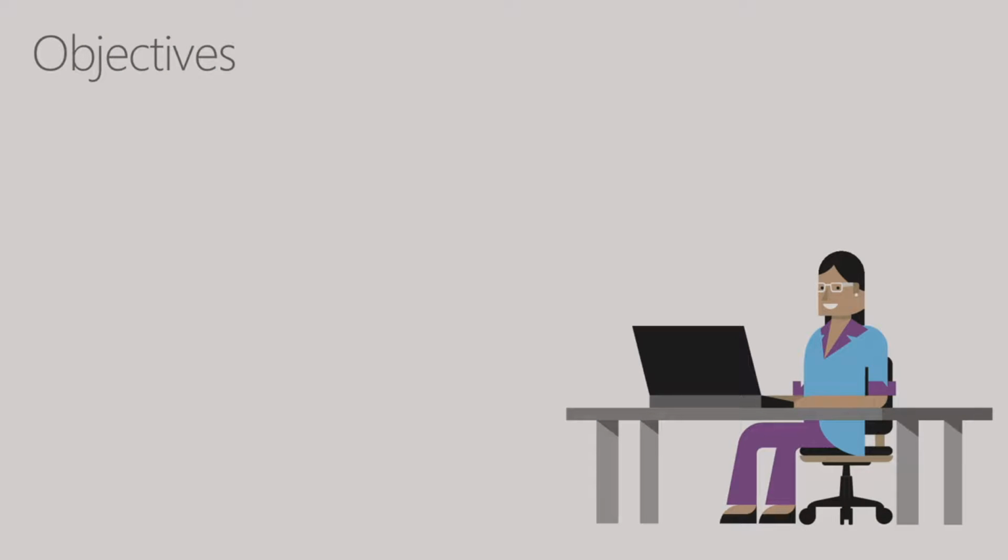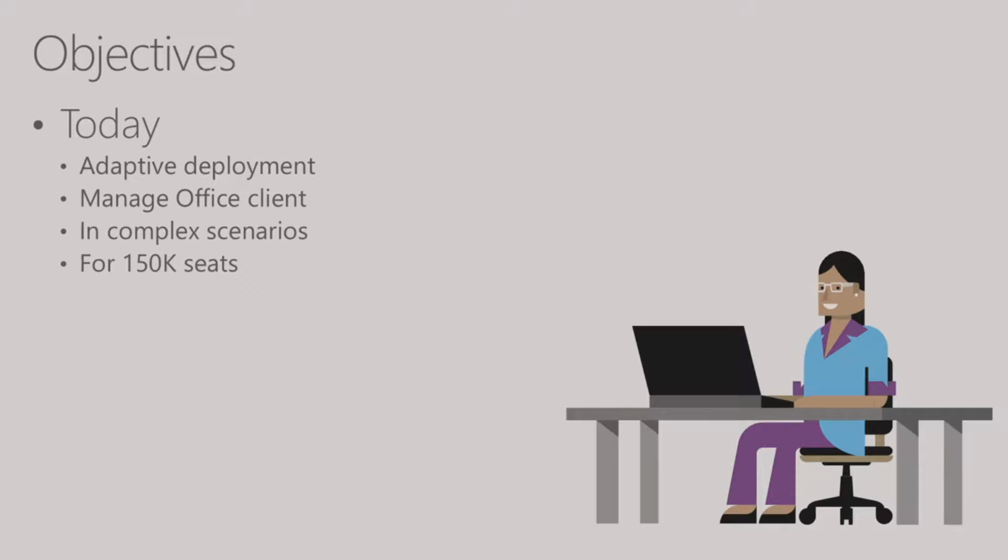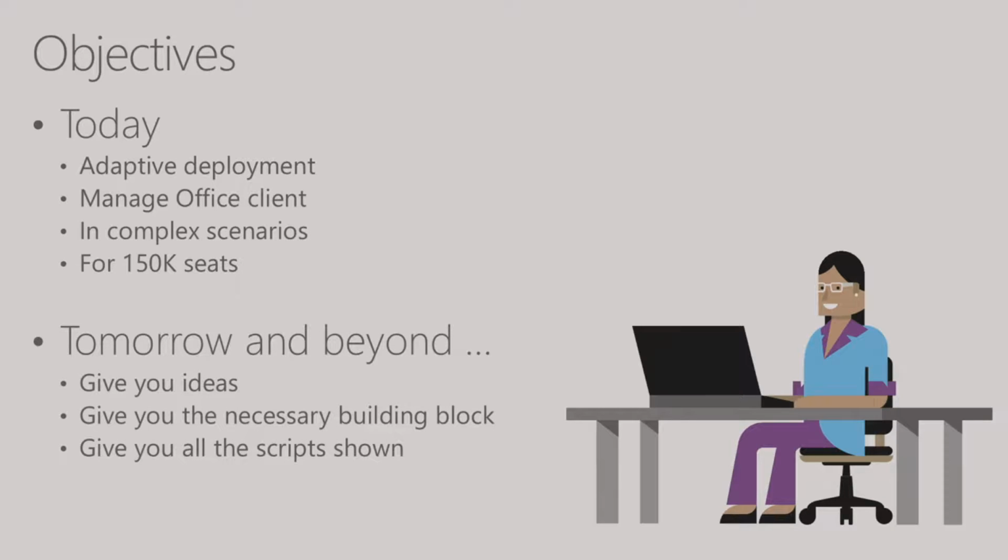Thanks, Steve. So, as you might be able to tell from the title, our objectives today are to walk you through how we did an Office deployment at Shell, a very diverse, complex scenario, and how we are managing Office 365 Pro Plus after the initial deployment for more than 150,000 seats. But this session is not only about telling you how we did it and how we are running the show at Shell, but we would also like to give you some ideas how you can tackle the different challenges that you have when we are talking about complex scenarios.